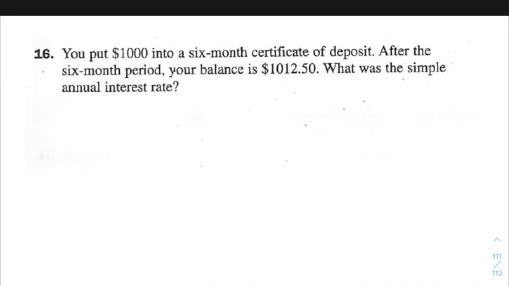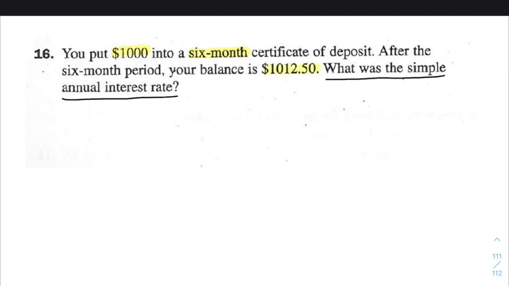Number 16 says, you put $1,000 into a 6-month certificate of deposit. After the 6-month period, your balance is $1,012.50. What was the simple annual interest rate? This problem is asking us to find the simple annual interest rate. The important pieces of information are that the principal amount is $1,000, the time is 6 months, and at the end of the 6-month period, the balance is $1,012.50.